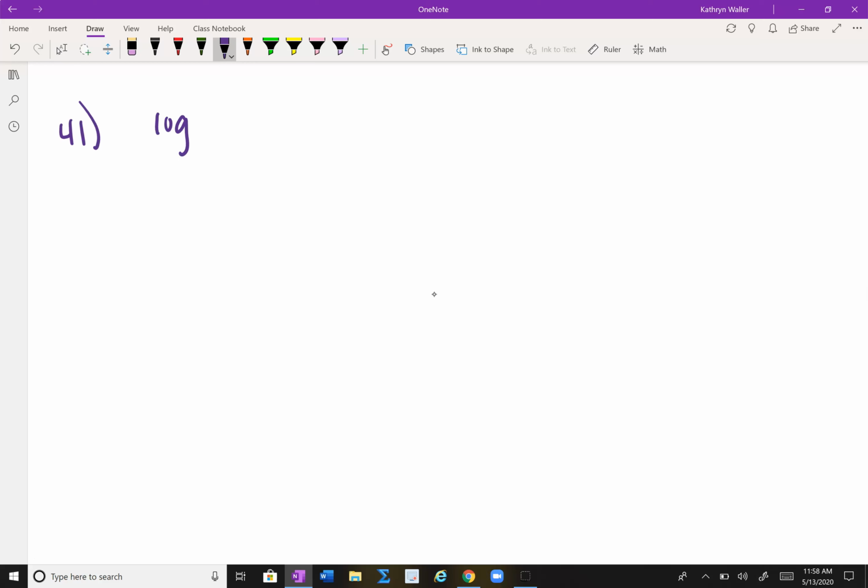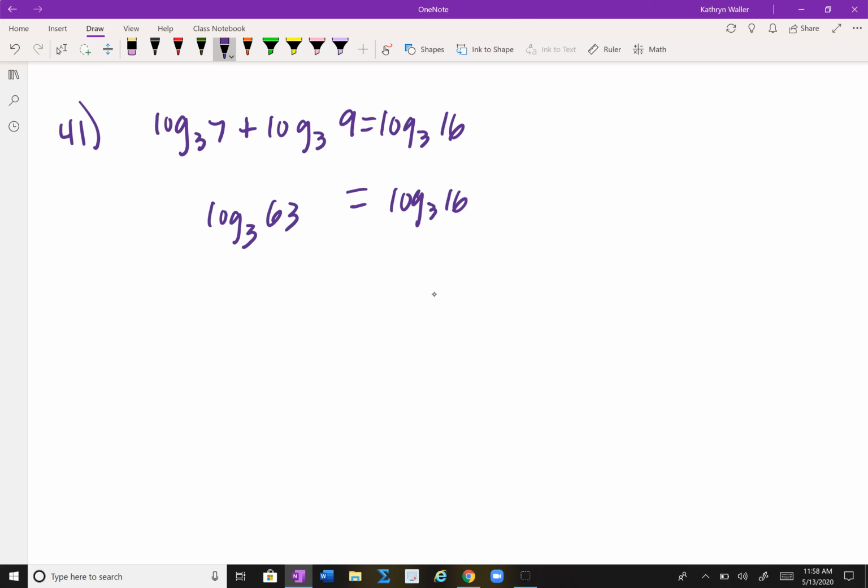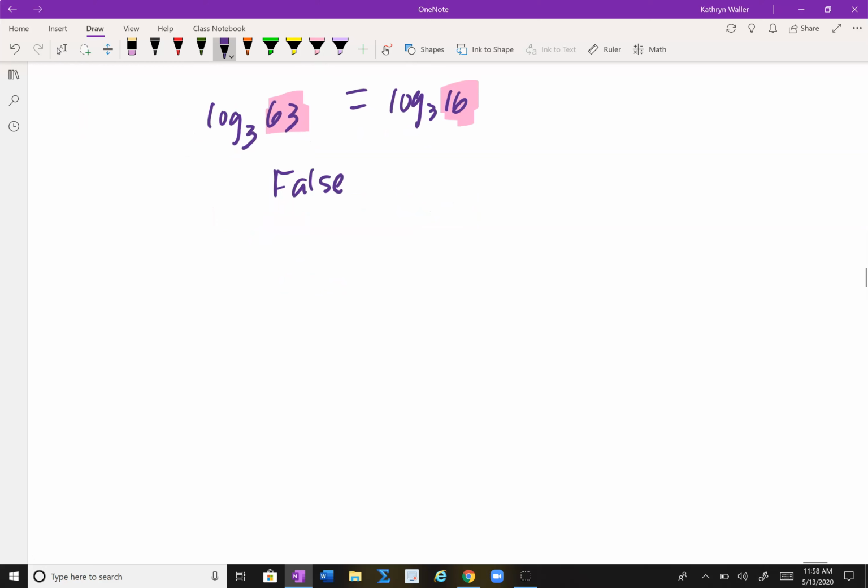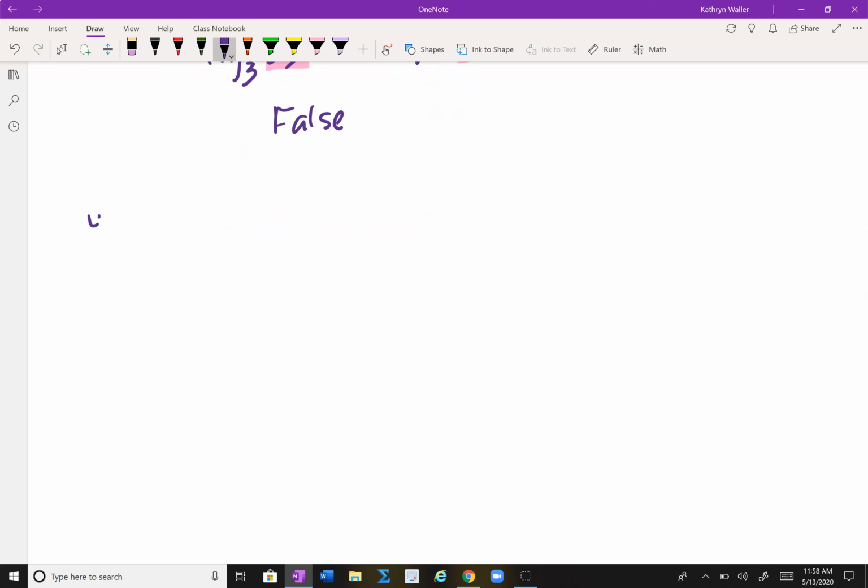True or false, log base 3 of 7 plus log base 3 of 9 is log base 3 of 16. So leave the log base 3 of 16 alone. Over here, when you squish, you multiply. 9 times 7 is 63. I can tell that that's false. Because if log base 3 of this is equal to log base 3 of that, those things have to be equal to each other. And 63 and 16 are not the same thing. Okay, 42.